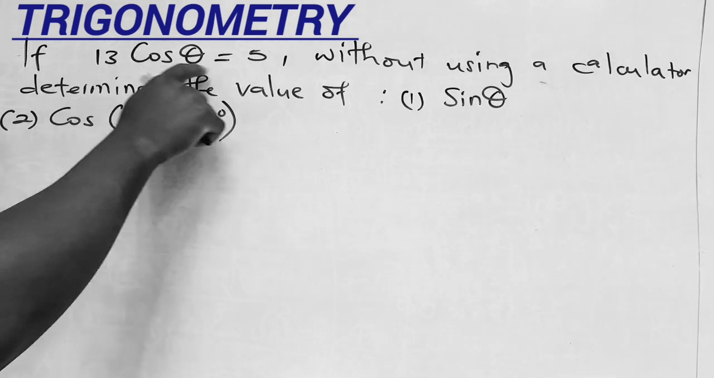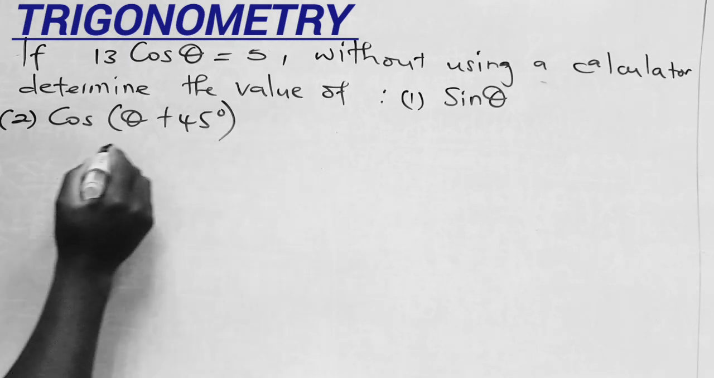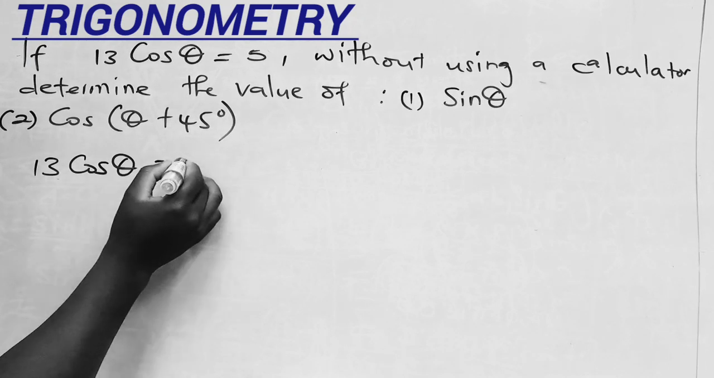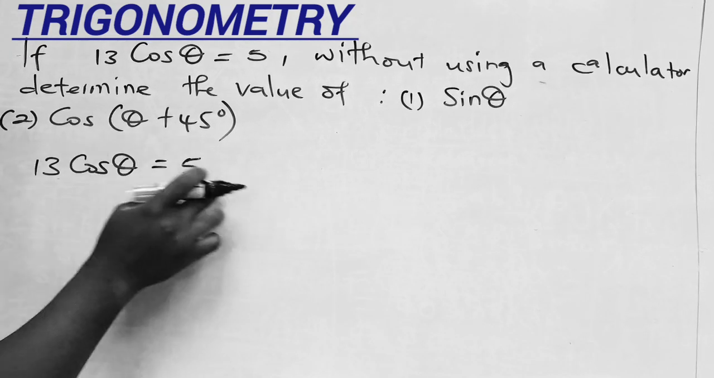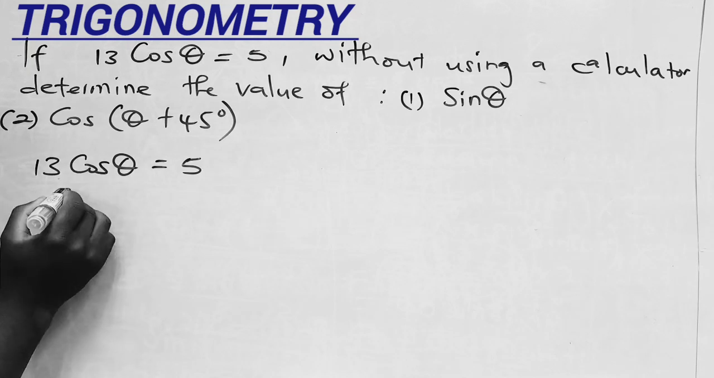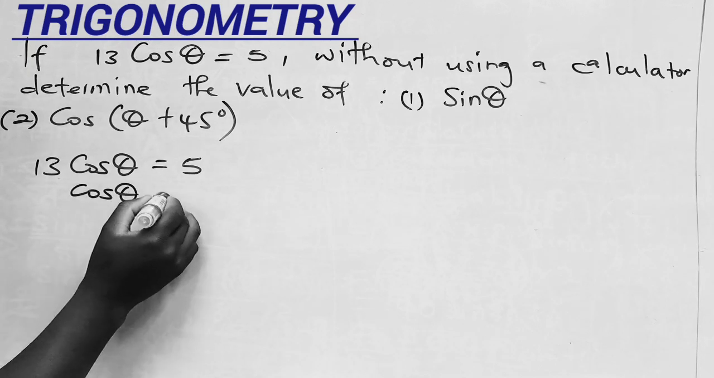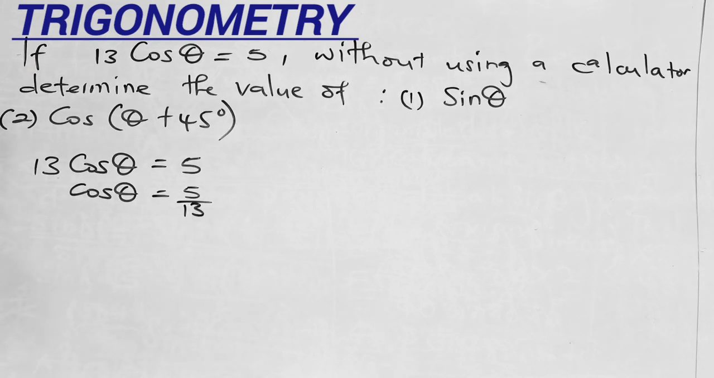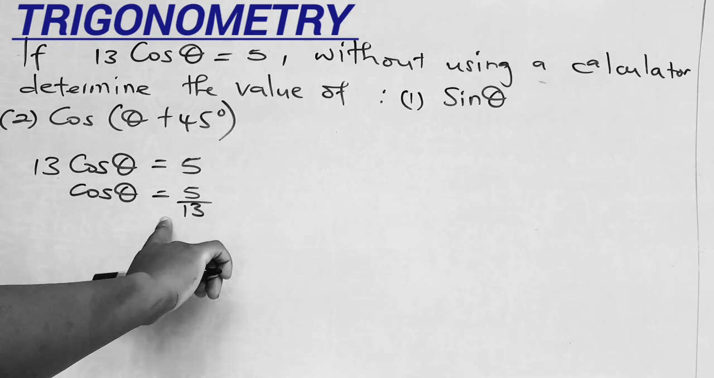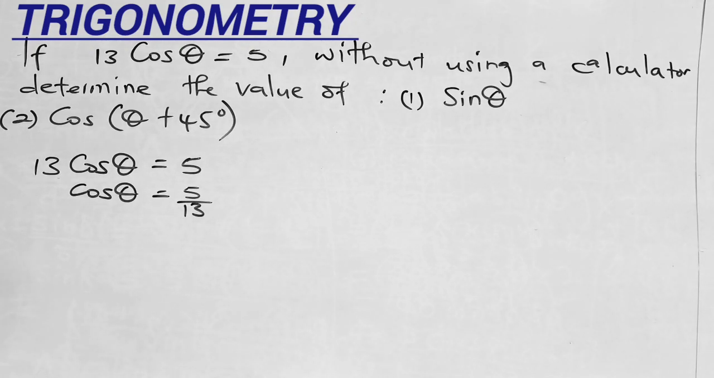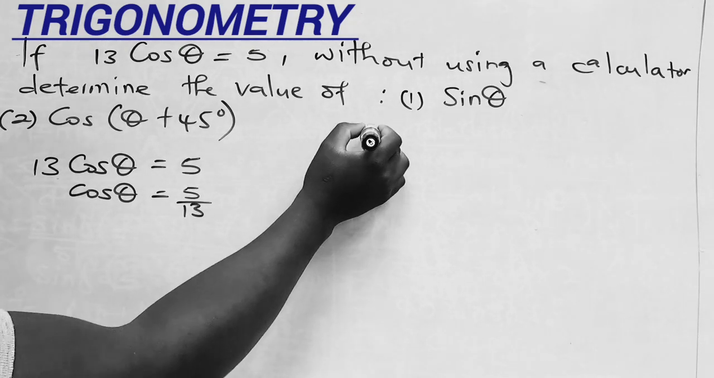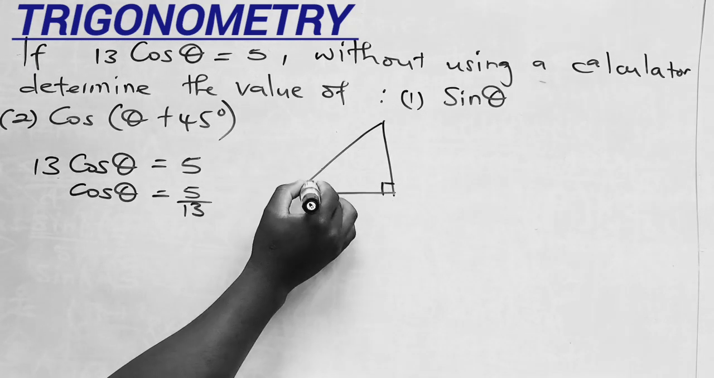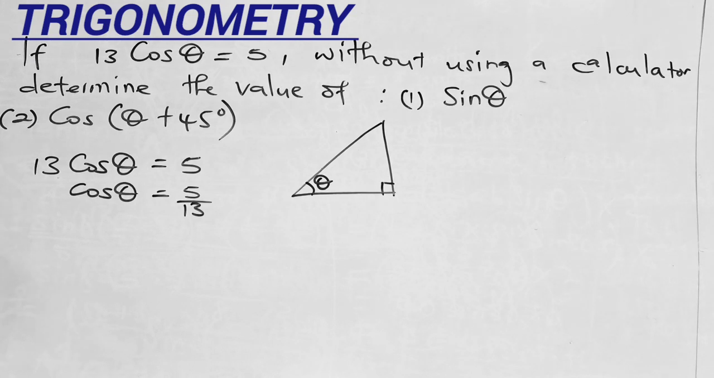we play around with the expression 13 cos theta is equal to 5. So we divide by 13 both sides so that we can find the value of cos theta. So cos theta will be equal to 5 over 13. So this one will help us to sketch our right angle triangle like this, where we have our theta there.